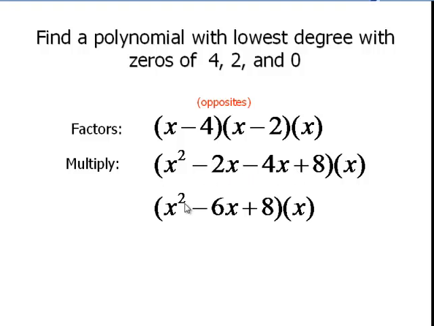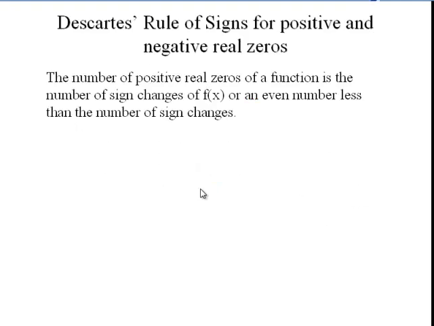Or if you combine the middle terms, x squared minus 6x plus 8 multiplied by x, you get x cubed minus 6x squared plus 8x. So that is the polynomial of lowest degree that has zeros 4, 2, and 0. And again, if I have the zeros, I just take the opposites, opposite of 4, opposite of 2, and that gives me my factors.